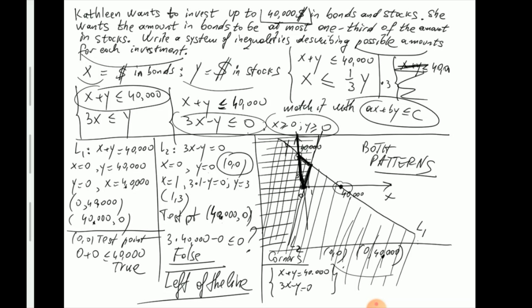We can do a quick elimination by adding the two equations. So that gives me 4x equals 40,000, or x equals 10,000 if I divide by 4. So if x is 10,000, then y from the second equation, y equals 3x. That's 3 times 10,000, which is 30,000. So the corner in question has coordinates 10,000, 30,000.